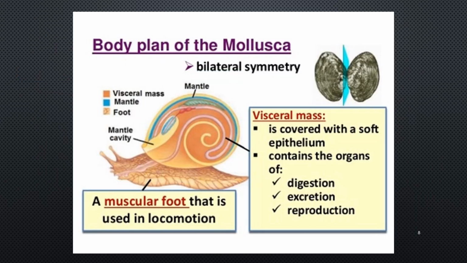So here is the general body plan of a mollusk. Again, bilateral symmetry. It contains what we call a visceral mass that is covered with soft epithelium, and that's where the organs are contained. Its digestion, excretion, and reproduction organs are contained within the visceral mass. So that's this large section here. It also has what we call a mantle, and that mantle can produce a shell. It doesn't always, but it can. And then it also has a muscular foot for motility.